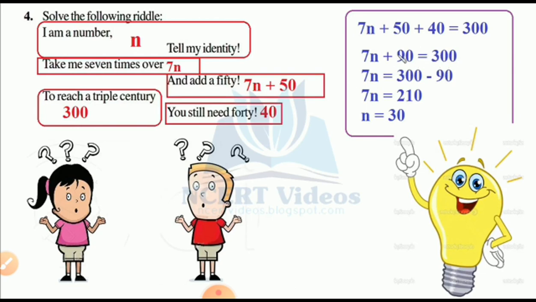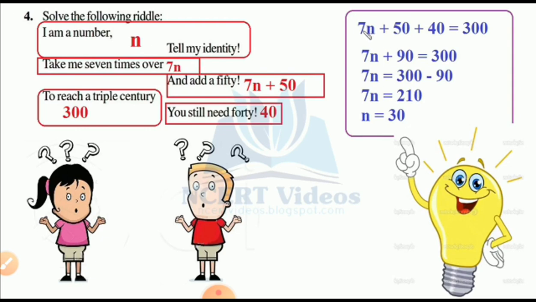One step. Second, 90 has to move to the right side. Yes, 300 minus 90, because it's a plus, on the right side it is a minus. 300 minus 90 gives us 210. So 7n is equal to 210. So removing 7 means dividing both sides by 7. So n is equal to 210 divided by 7, which is 30. That number is 30.